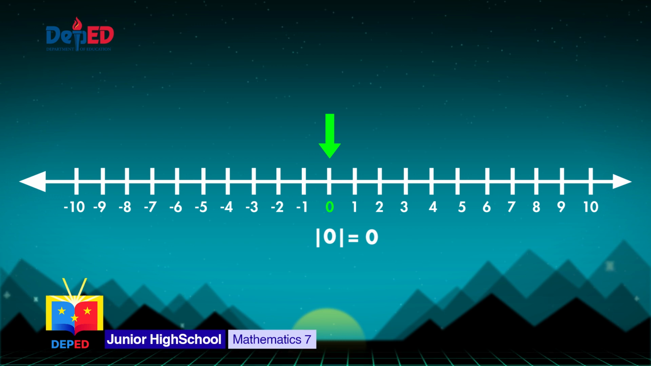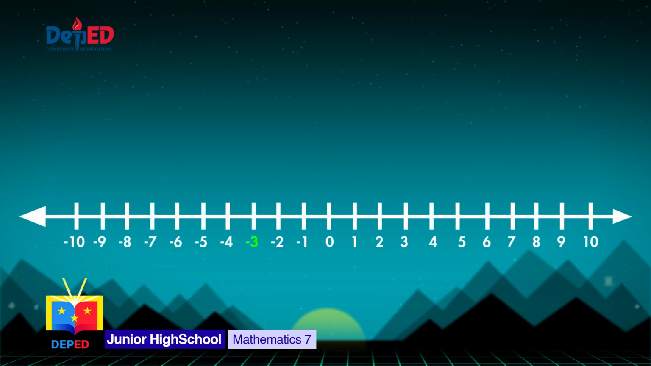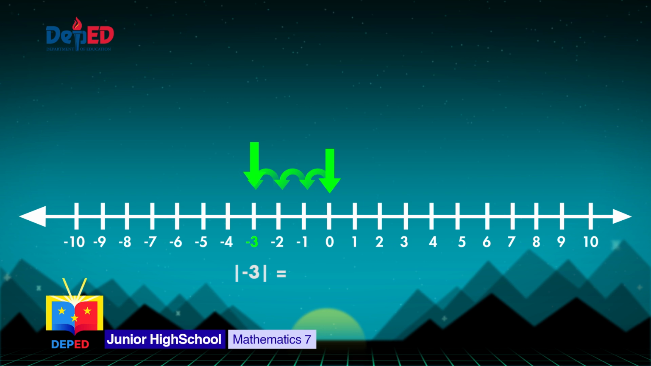Let's have the last one. Illustrate the absolute value of -3 on a number line. Since -3 is 3 units from 0, the absolute value of -3 is 3.